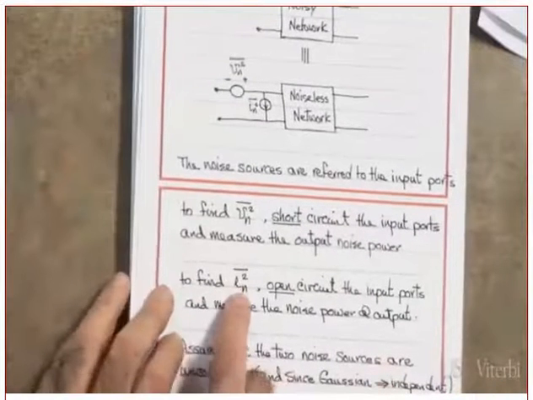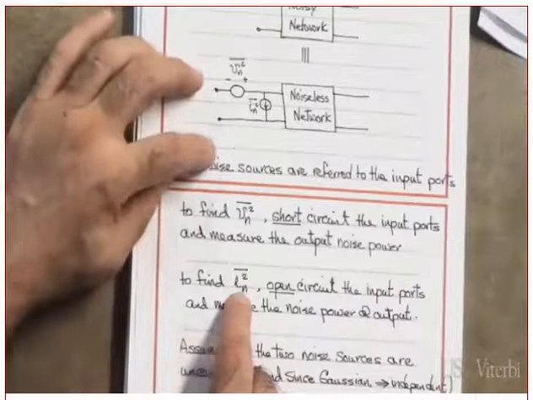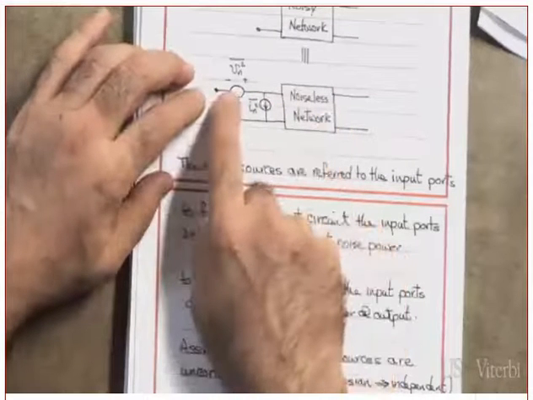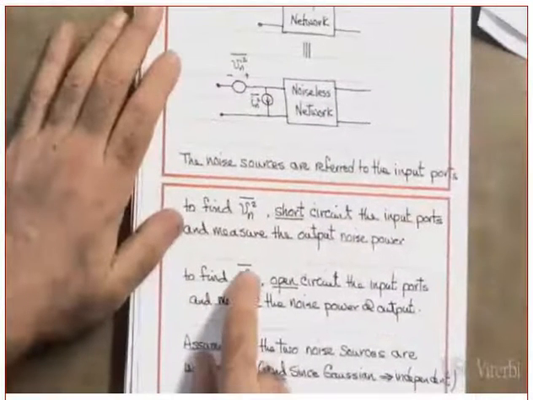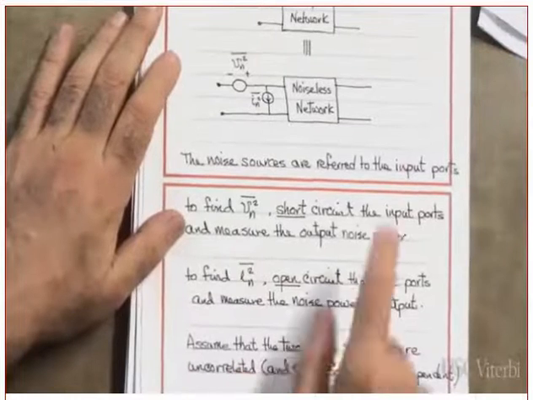Okay. How do I find this? I leave it open. When this one is left open, the current will all go into the network, whereas this one does not play at all. Did you get my point or not? So in this case, to find In square, you open circuit the input port and you measure the noise power at the output.